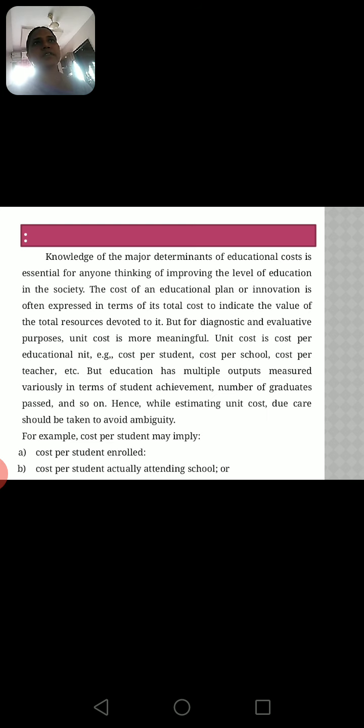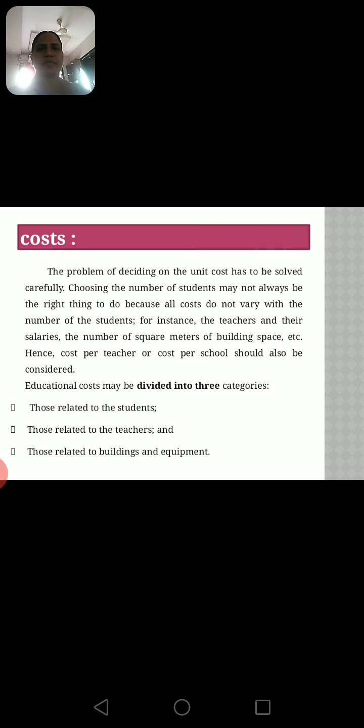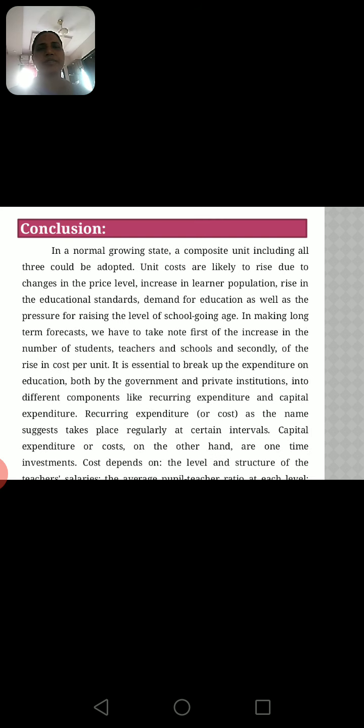Educational cost may be divided into three categories. One, those related to the students. Two, those related to the teachers. And three, those related to buildings and equipment. In conclusion, in a normal growth rate, a composite unit including all three could be adopted.